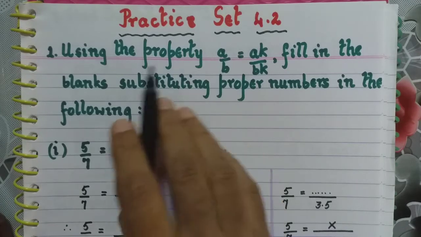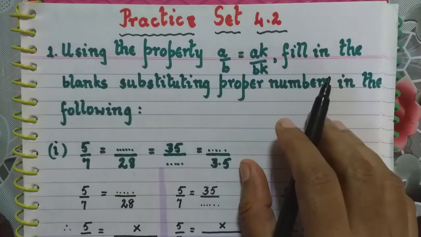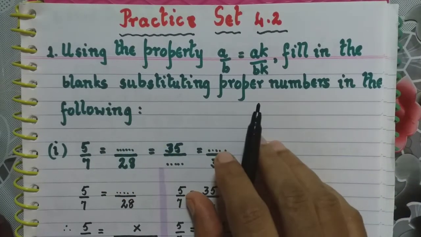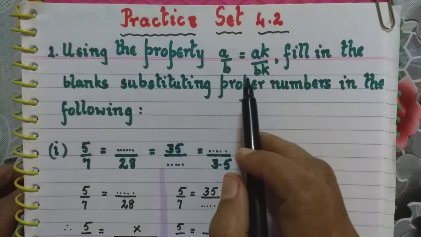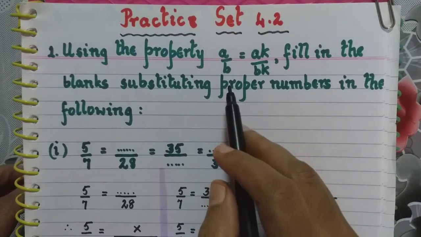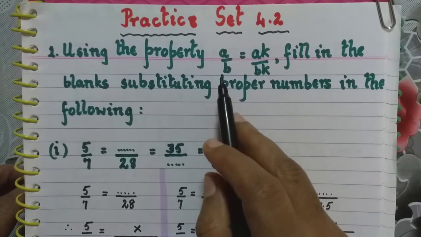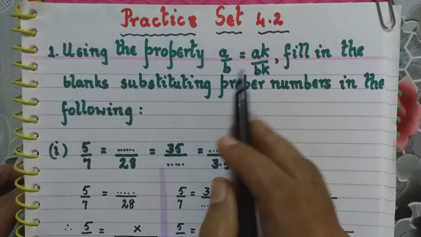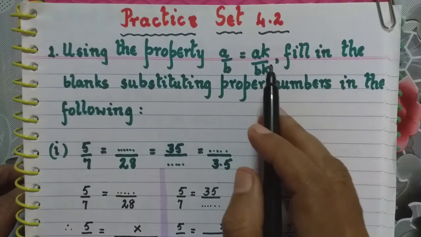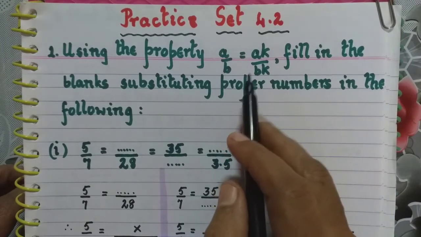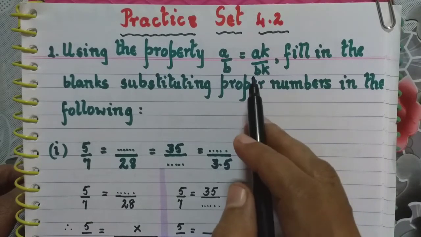It states that using the property A by B equal to AK upon BK, fill in the blanks substituting proper numbers in the following. Now you see here in the question we have A upon B equal to AK upon BK. What is the difference between both these ratios? Here I have only A and B, and here along with A and B we have an extra K. Now what is K doing with A and B? It is multiplying. A into K is AK, B into K is BK.